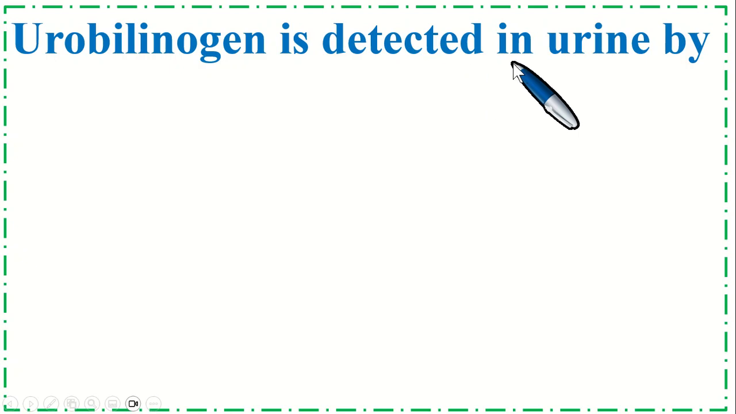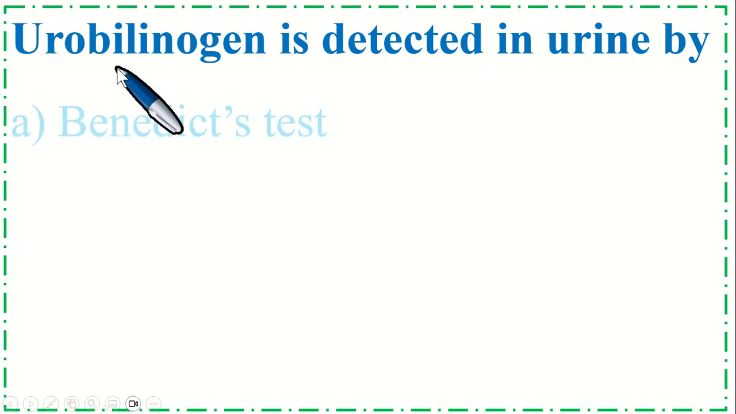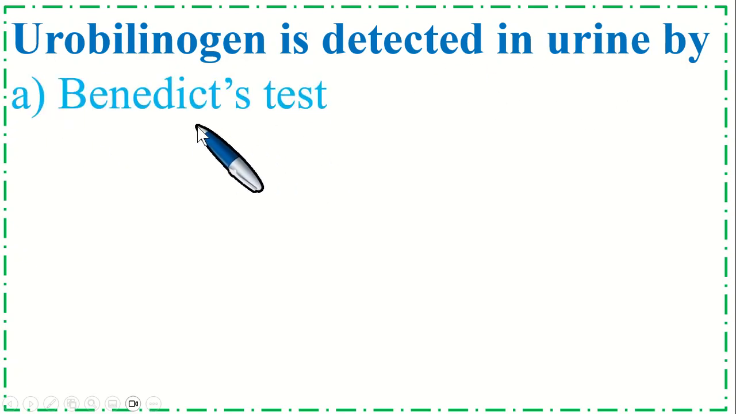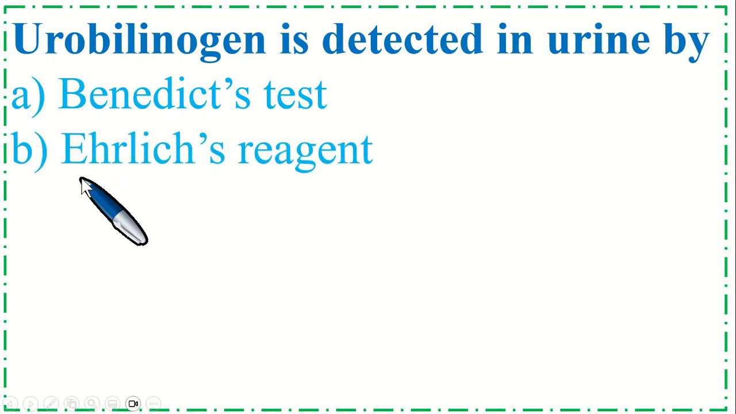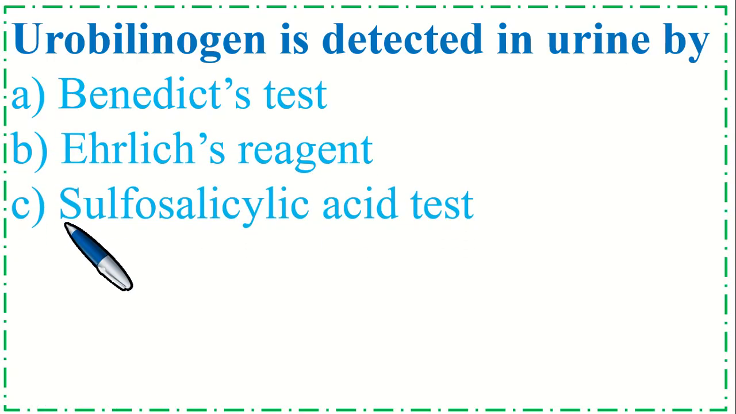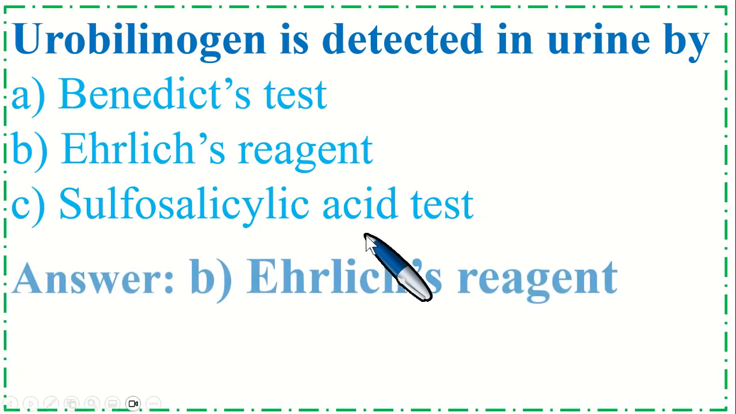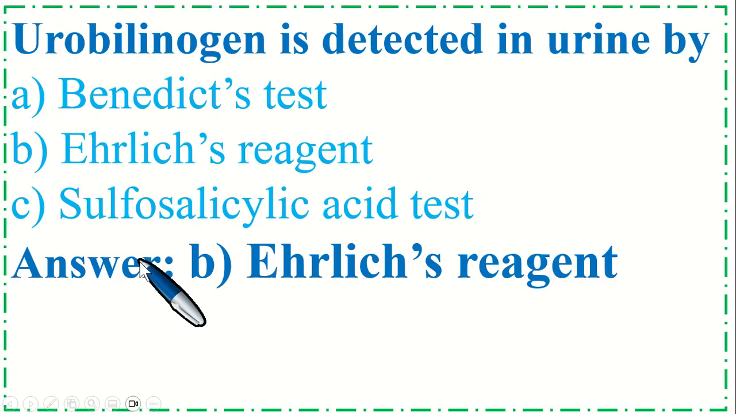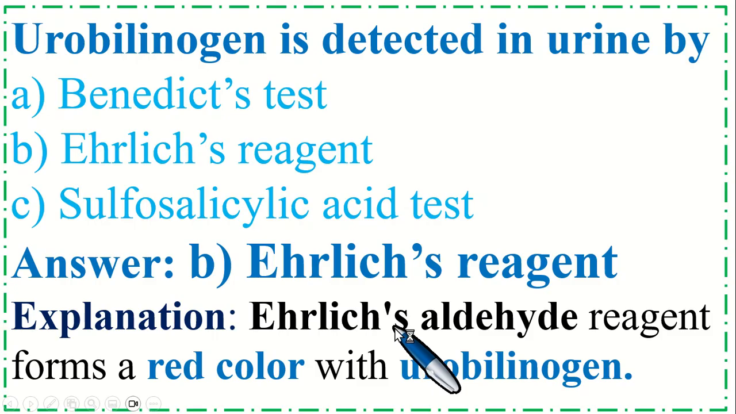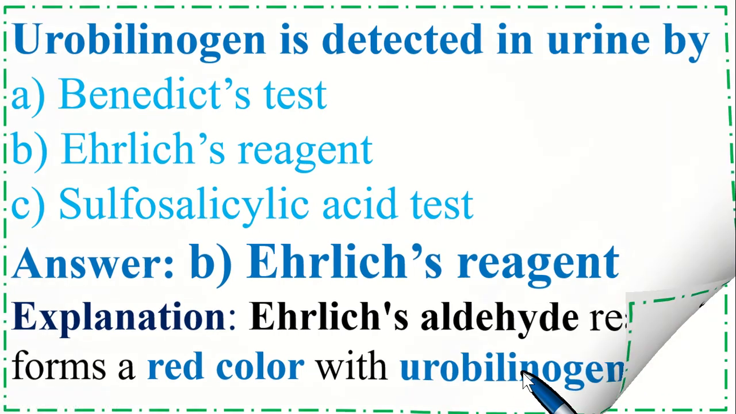Urobilinogen is detected in urine by option A Benedict test, B Ehrlich reagent, C sulfosalicylic acid test. So the correct option is B Ehrlich reagent. Ehrlich reagent forms a red color with urobilinogen.